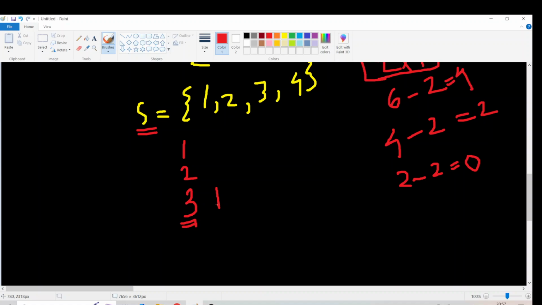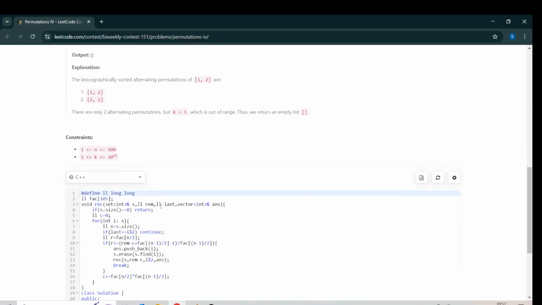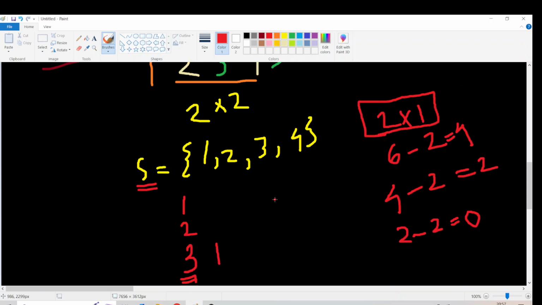I have solved this problem using recursion, and the two parameters of the recursion will be, first, the set of remaining elements, and second, the parity of the last index we have taken. Now let's jump into the code, you will understand it better. So this is the recursion.